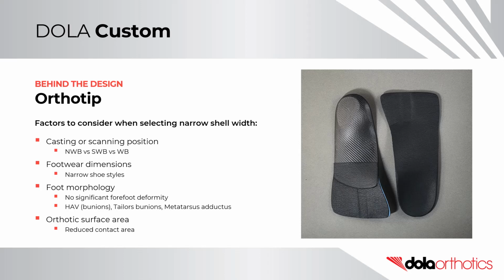Orthotip. Factors to consider when selecting a narrow shell width include casting or scanning position, the different forefoot widths captured in a non-weight bearing versus a semi-weight bearing versus a weight bearing technique. Footwear dimensions, the width of narrow shoe styles. Foot morphology, the need for no significant forefoot deformities, including HAV or bunions, Tailor's bunions, or metatarsus adductus.